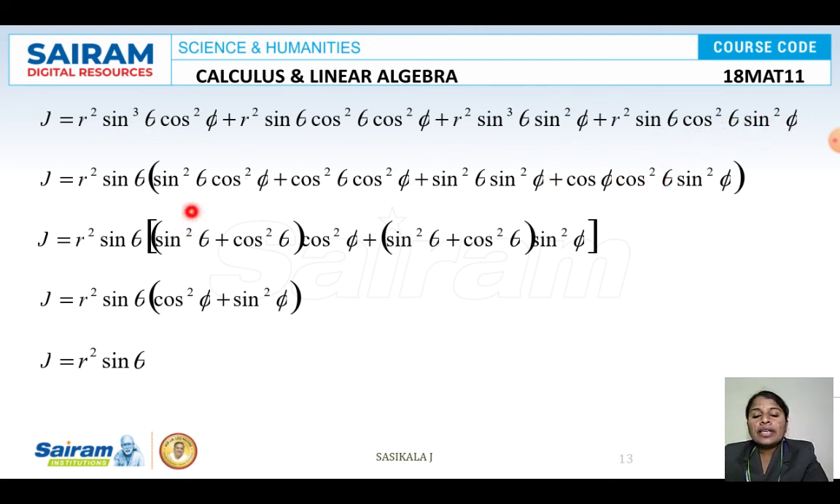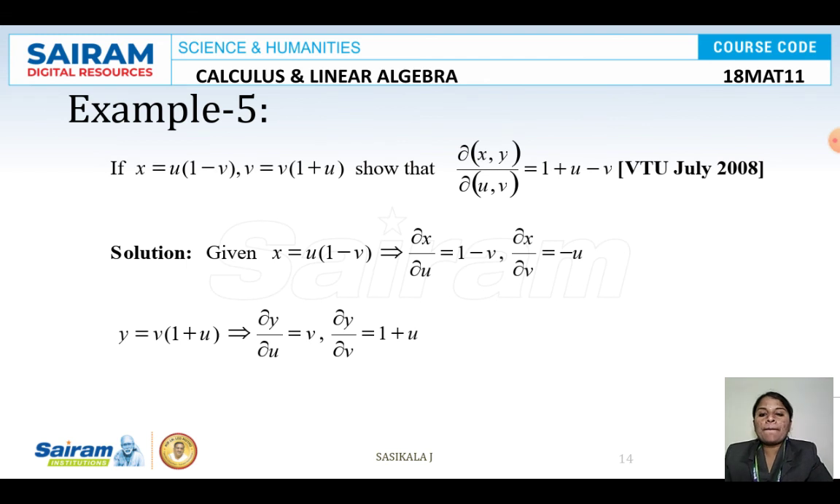Again, you can see the sin squared theta term is common for these two, so you can take cos squared phi in the first two. It becomes sin squared theta plus cos squared theta into cos squared phi, and similarly the next term sin squared theta plus cos squared theta into sin squared phi. These two will be 1, as you know sin squared theta plus cos squared theta is equal to 1. So your answer will be r squared sin theta. This question may ask you to prove it or to find the value.